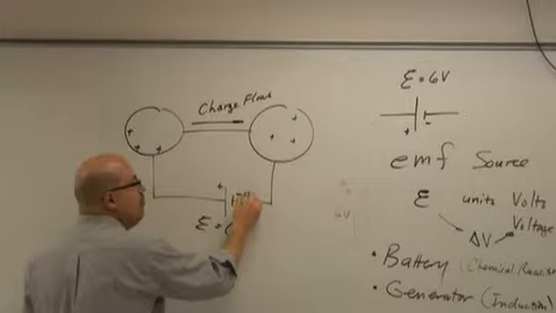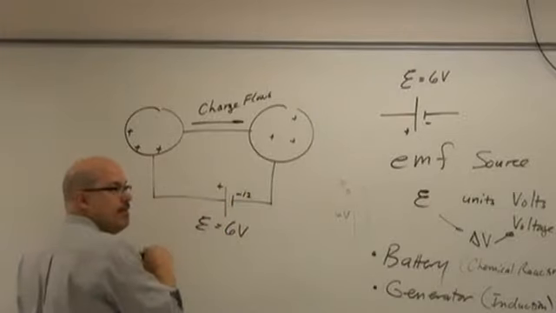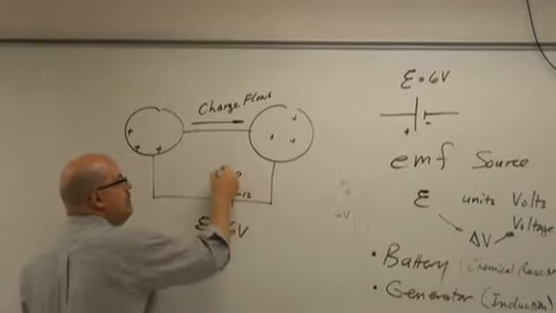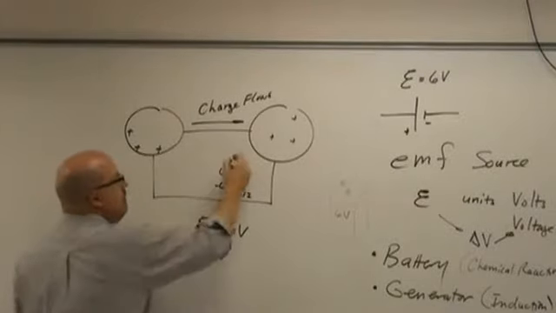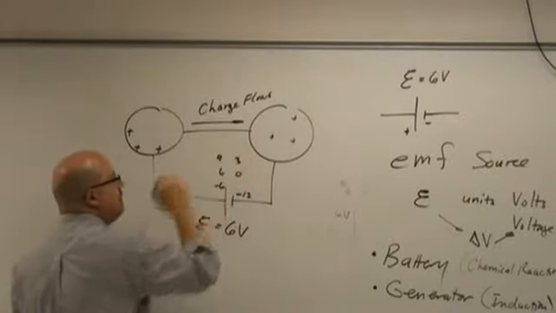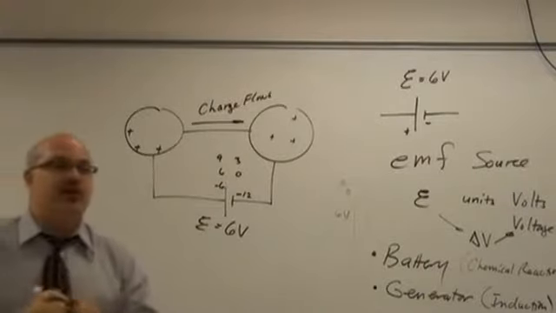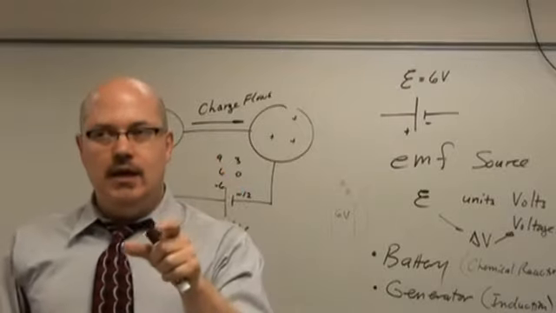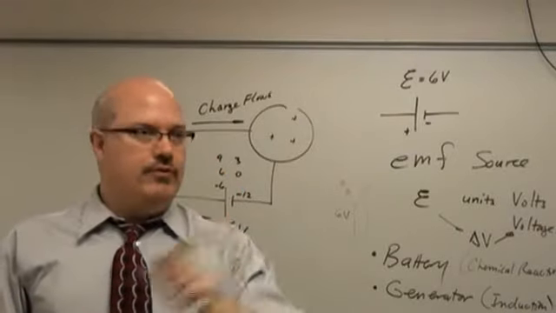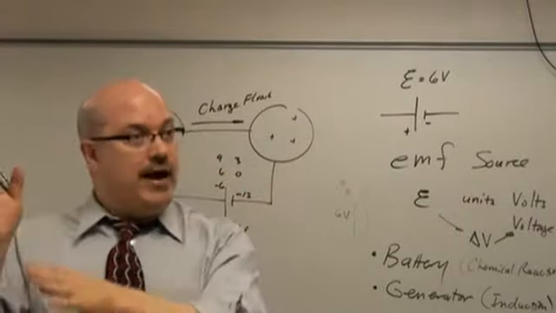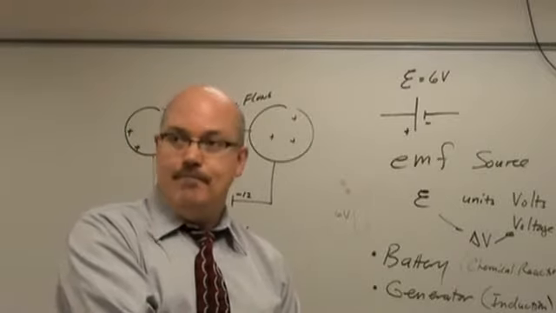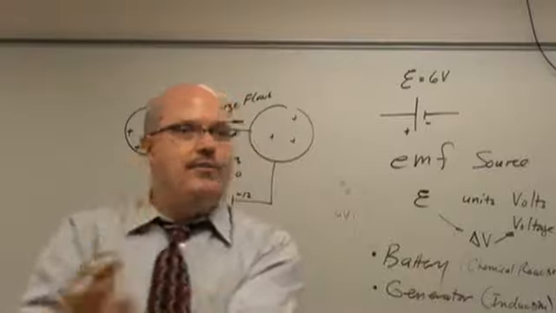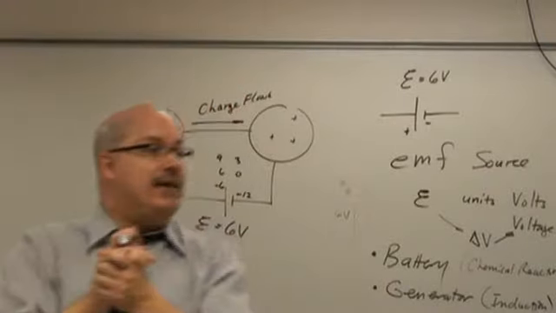So if this was minus 12, what's this? Minus 6. If this one's 0, then this is 6. If this is 3, then this is 9. The difference between the two will always be, until my battery is dead, a 6-volt difference, with the plus side 6 higher than the minus side, or the minus side 6 volts lower than the positive side. Whichever way you want to think about it, it's the same thing.